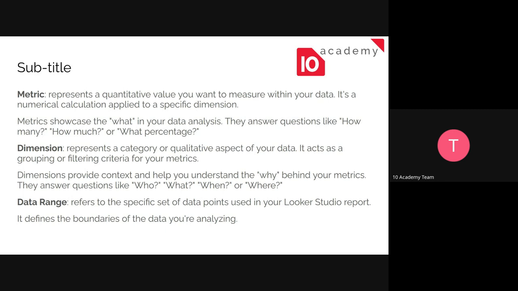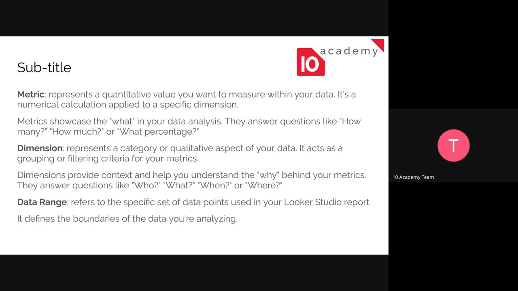But what you need to know is that a metric is the quantitative value we are trying to measure or analyze in our data. The one thing you need to understand is metrics are always numerical values. They don't accept any other values, just numerical values. But dimensions answer the question of why we are going to do this. They represent a category or qualitative aspect of our data. So we can use them to group or filter our metrics.